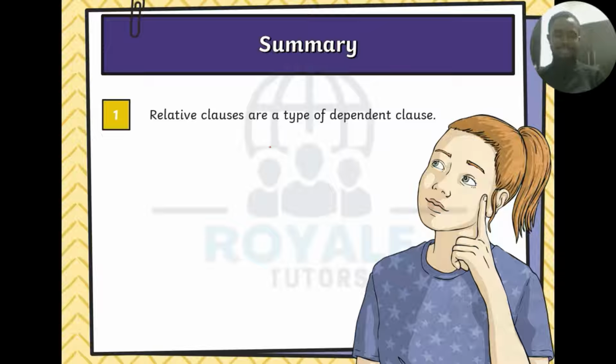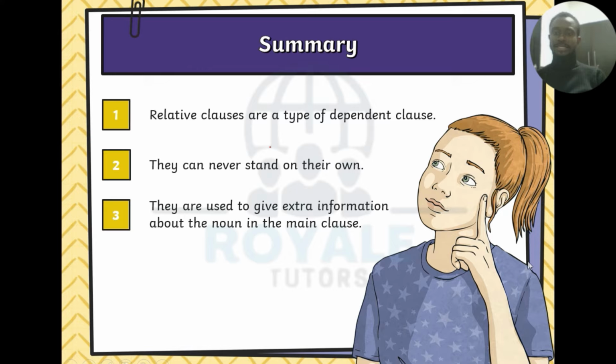Okay. The second thing that you need to know, they can never stand on their own. Relative clauses cannot stand on their own. If they do, they won't make sense. And the third thing, they are used to give extra information about the noun in the main clause.